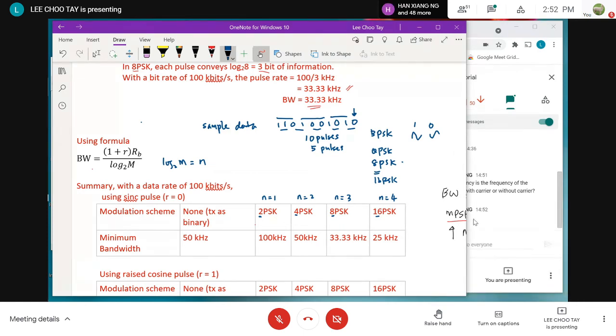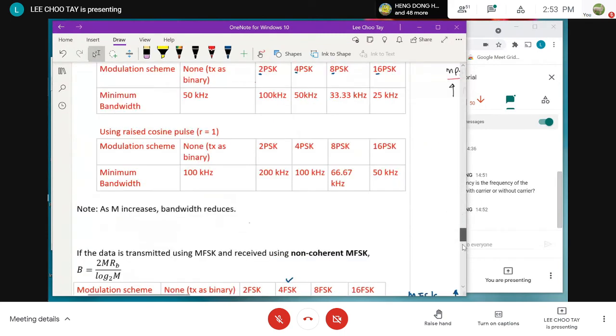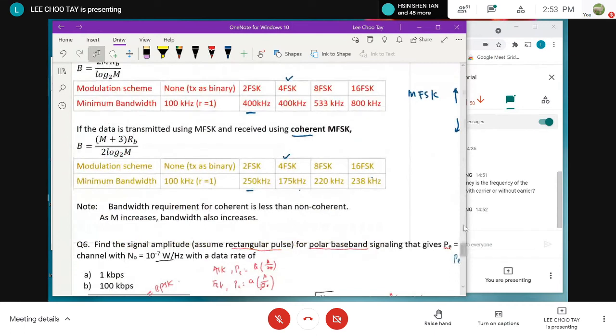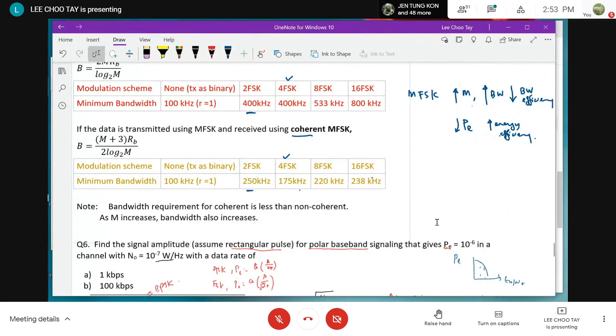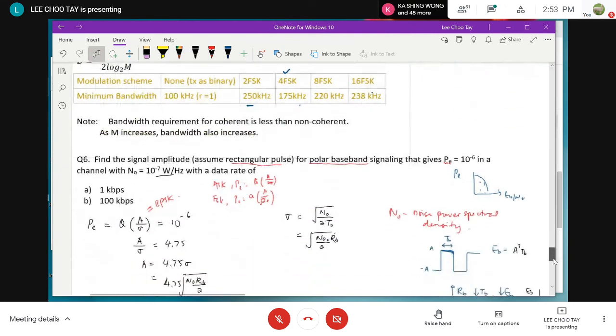The next question is a simple calculation where I bring N naught into the discussion. Find the signal amplitude, assuming rectangular pulses for polar baseband signaling, that gives probability of error 10 to the power of minus 6 in a channel with N naught equal to 10 to the power of minus 7 watt per hertz, with a data rate of 1 kilobit per second and 100 kilobits per second. So this is only for polar baseband.